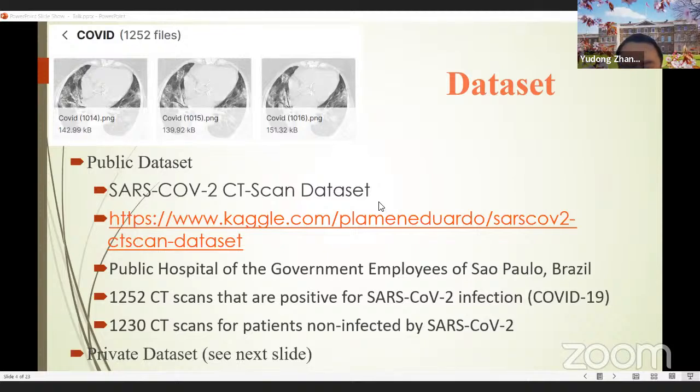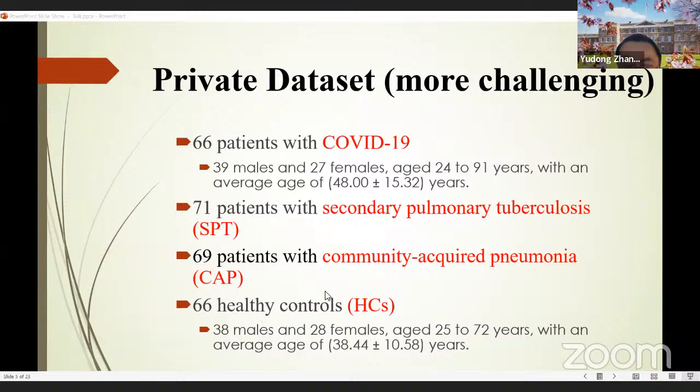So we also propose a private data set. The private data set is from multiple regions, including ASEAN, America, and Europe. We recruited 66 patients with COVID-19, 71 patients with secondary pulmonary tuberculosis, and 69 patients with community-acquired pneumonia. We call it CAP. And finally, last but not least, 66 healthy controls. So we turn it into a multi-class classification problem with 4 categories in total. We think it fits realistic conditions.